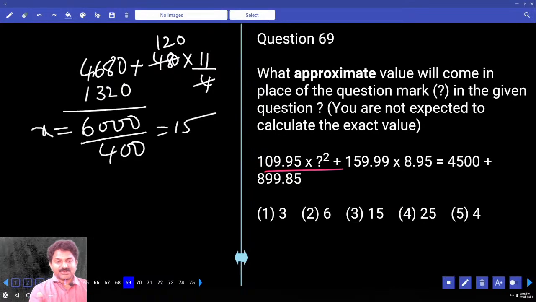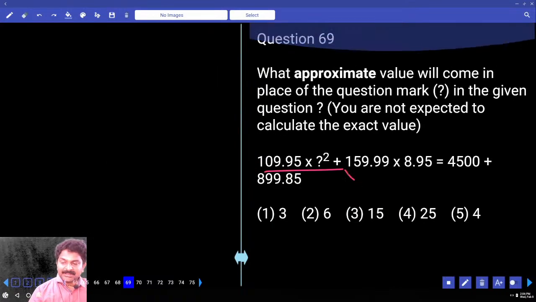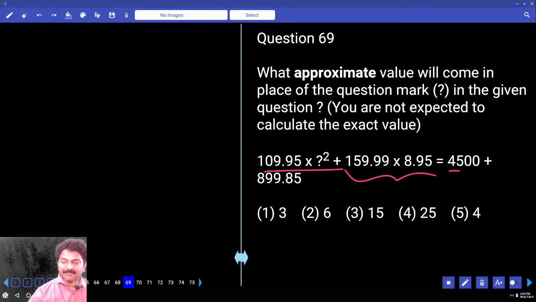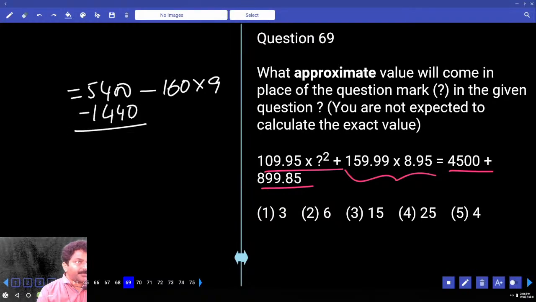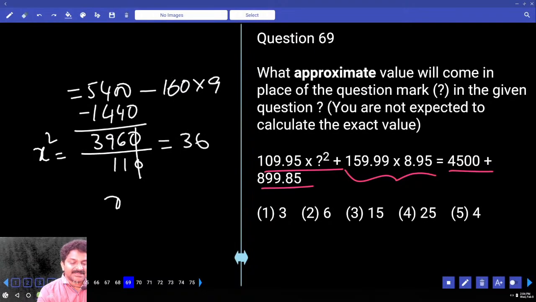110 into x square. Take this number to right hand side. Already on the right hand side we have 4500 plus 900. How much is that? 5400. Positive number goes to right hand side. Minus 169 times, 69 times 144. So from this number we have to subtract 1440. If you subtract 1440, that is 3960, which is equal to 110 into x square. Then x square value is equal to divided by 110. How much is that? 36. X is equal to 6.